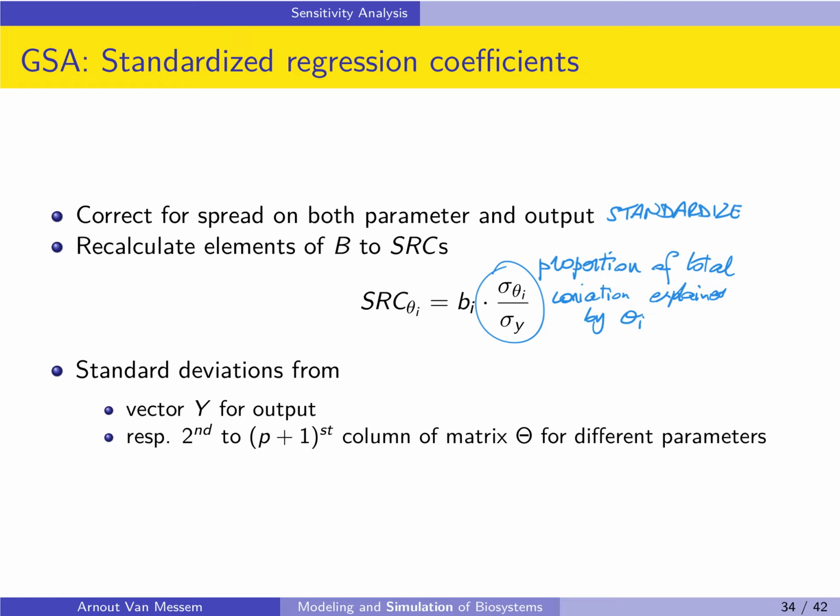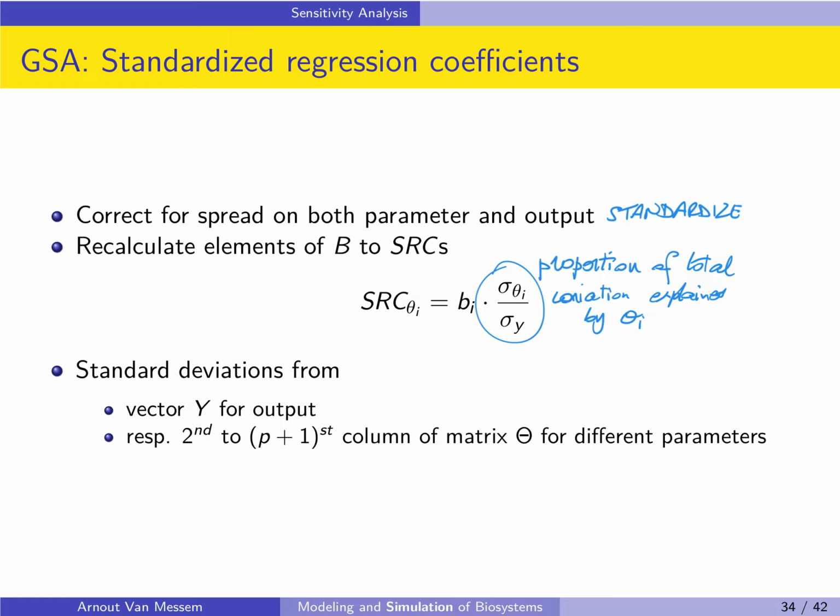We can very easily calculate the standard deviations because we did a Monte Carlo simulation. For y, we just take the vector for the output, y, so y1 up to yn. We calculate the standard deviation on this vector. And then for the different parameters, we look in the matrix θ.